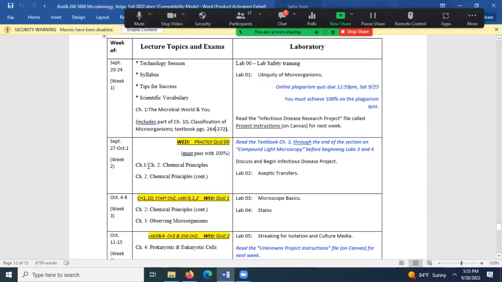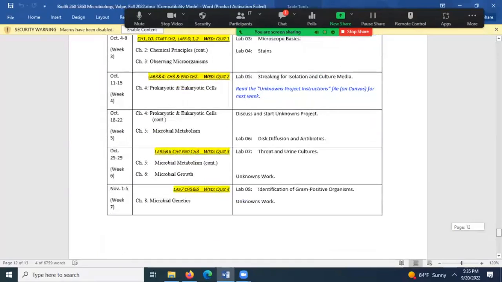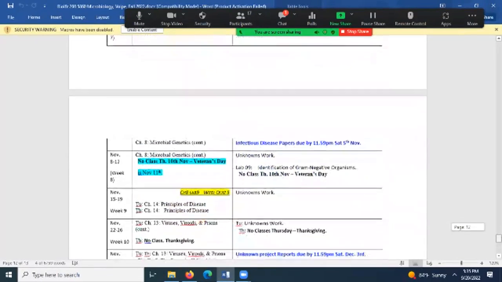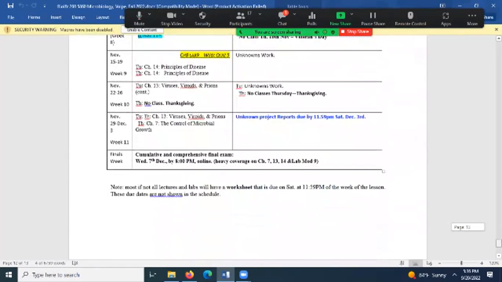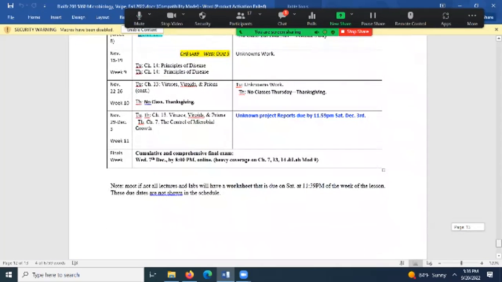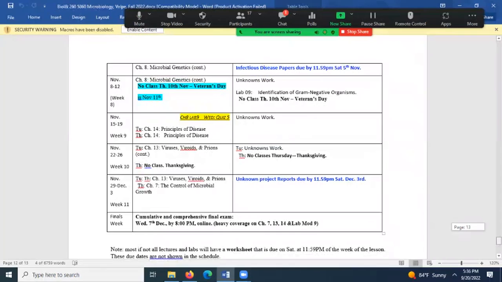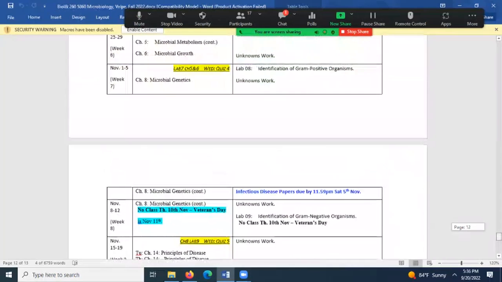For most of the chapters, you'll just be given a chapter, and it'll be easy to figure out what to read. I'm just looking to see, is there any other place? Yeah, it's only chapter 10 where we have specific pages to read.